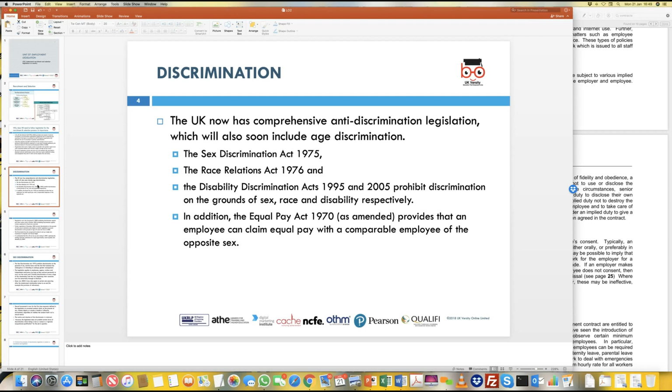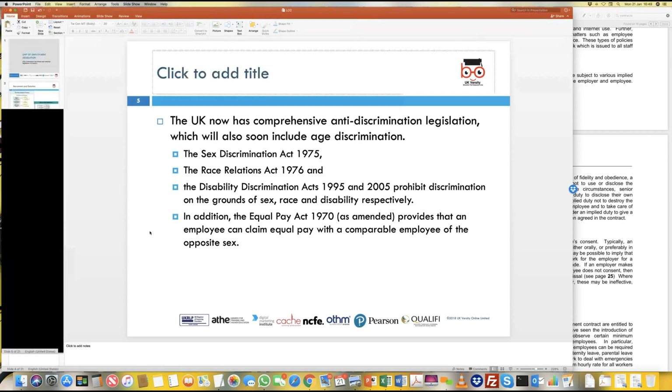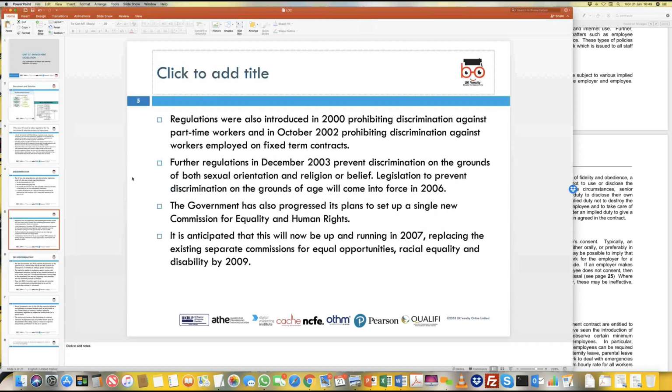So, when we look at discrimination in general, the employment contract, from a UK context point of view, has to include these terms in the contract and explicitly refer to that, so the contract would comply with the Discrimination Act. The Discrimination Act looks at sex discrimination, race, disability, and also equal pay.